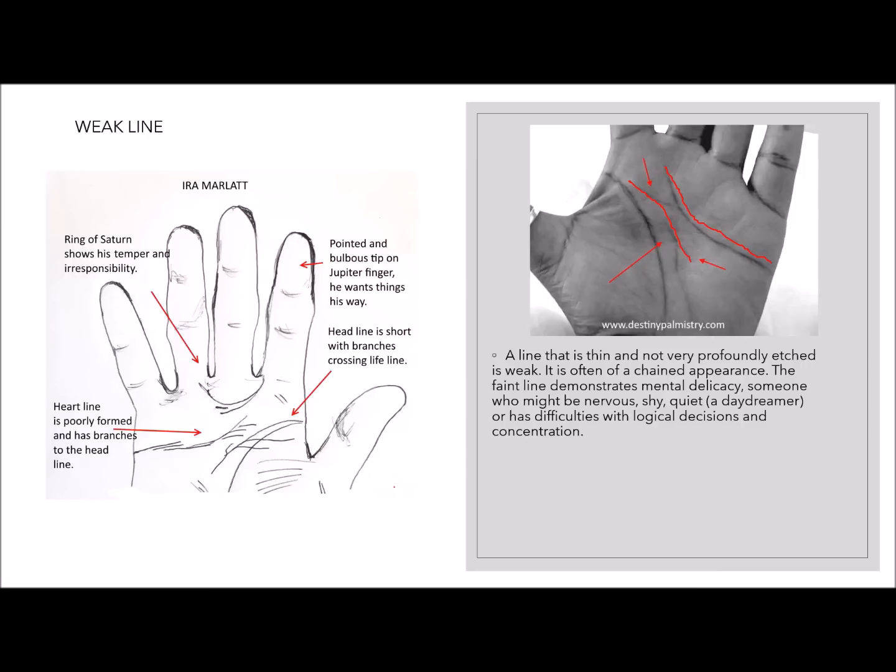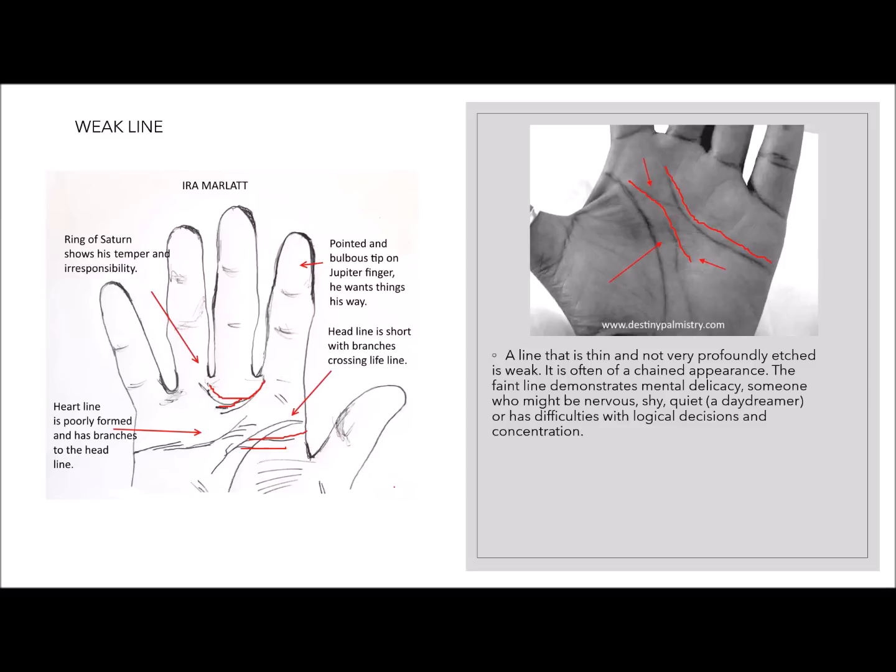short branches, come and cross the lifeline. So that's showing that there's a lot of stress-related issues mentally. Because it's also so short and not very deeply etched, that also reflects the mind that he had. He also had this noticeable ring of Saturn, like a girdle of Venus, ring of Saturn, and that's kind of proof of his bad temper and his capricious nature. So there are obviously other features on his palms that showed his mental state.